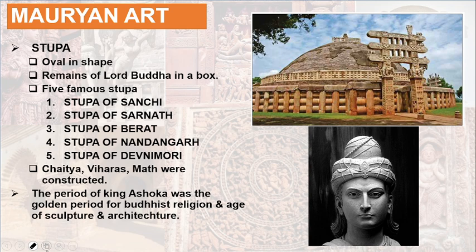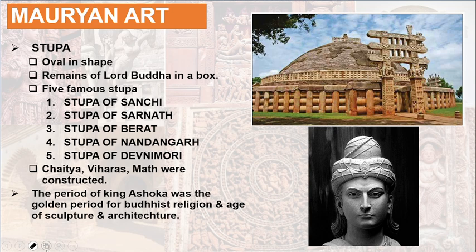So now we talk about the second part of this topic, and that is Mauryan art. Here you can see the photo of the great Ashoka. On the top of this you will find the photo of the stupa of Sanchi. We are learning about the stupa. A stupa is oval in shape. In the stupa there is a box. In that box they keep the remains of Lord Buddha, or we can say the ashes of Lord Buddha.